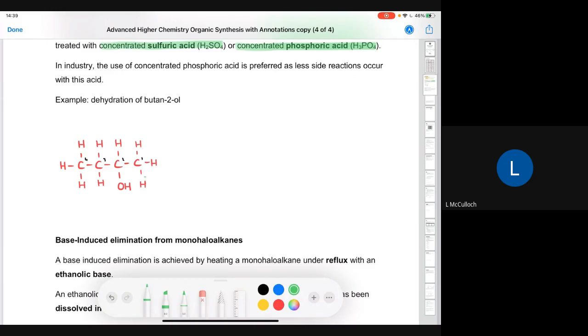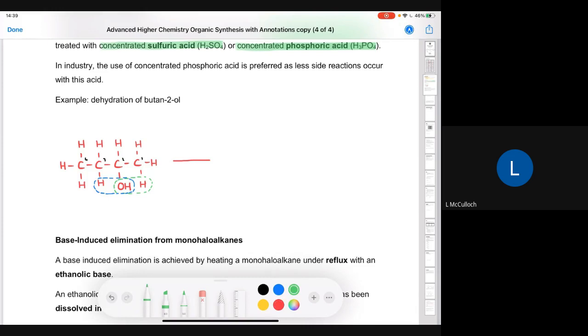We could remove the OH group and the hydrogen on the right-hand carbon, or we could remove the OH group and the hydrogen on the left-hand carbon. We'll actually get 2 different products depending on which hydrogen comes off. We wouldn't have any control in our actual doing of this reaction over which hydrogen would come off. We're going to get a mixture of products here.